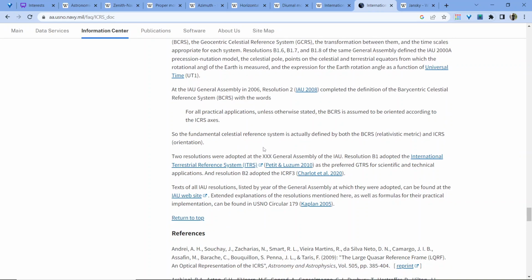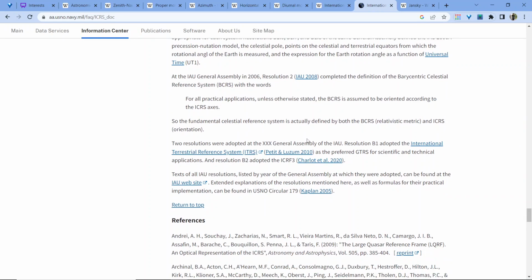Two resolutions were adopted at the XXX General Assembly of the IAU. Resolution B1 adopted the International Terrestrial Reference System, ITRS, as the preferred GTRS for scientific and technical applications, and Resolution B2 adopted the ICRF3. The text of all IAU resolutions listed by year of the General Assembly at which they were adopted can be found at the IAU website. Extended explanations of the resolutions mentioned here, as well as formulas for their practical implementation, can be found in USNO Circular 179, Kaplan 2005.